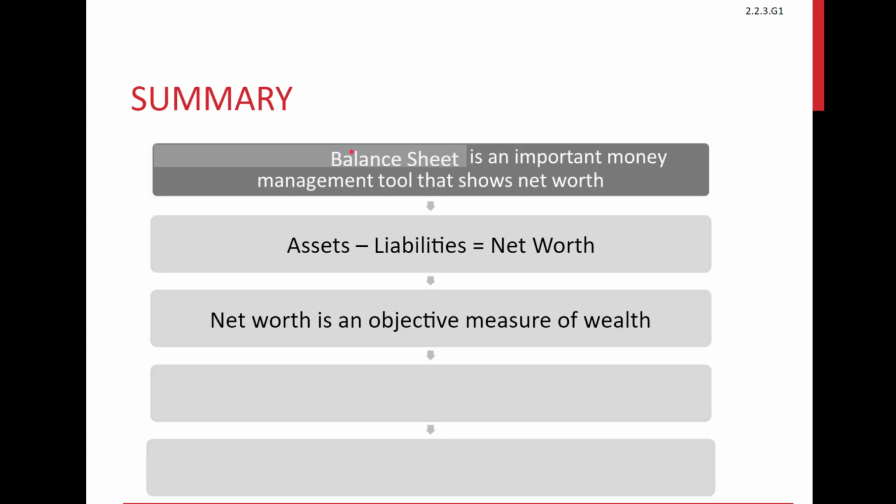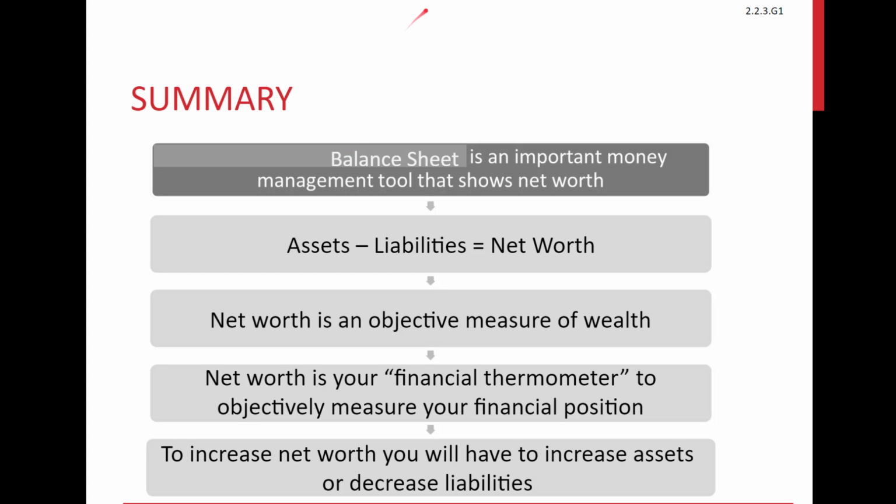So just to summarize, these are all the really important points we went over about balance sheets. So net worth is assets minus liabilities. Net worth is an objective measure of your wealth. Net worth is your financial thermometer to objectively measure your financial position. And to increase your net worth, you will have to increase assets or decrease liabilities.